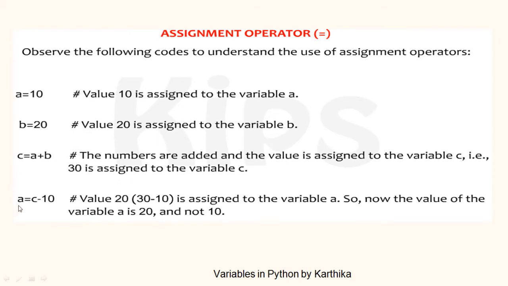The next step: a is equal to c minus 10. The value of c is 30, right? So 30 minus 10 is 20, and the value 20 will be stored in the variable a. Now listen carefully. The value of a was 10 at the beginning of the program. After the execution of these statements, the value of a is 20. This is how the value of a variable changes during the execution of the program, and this is how the assignment operator is used in our program.